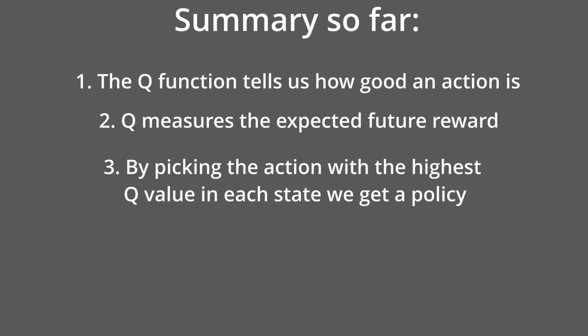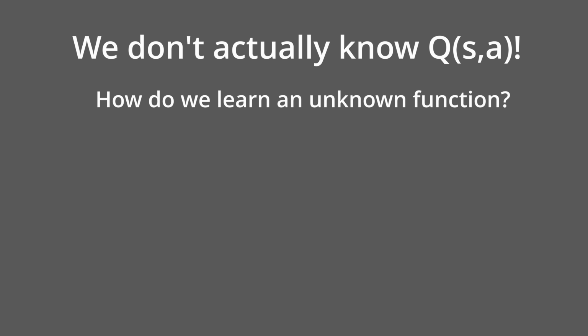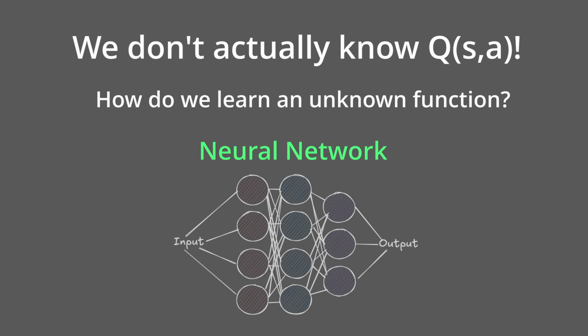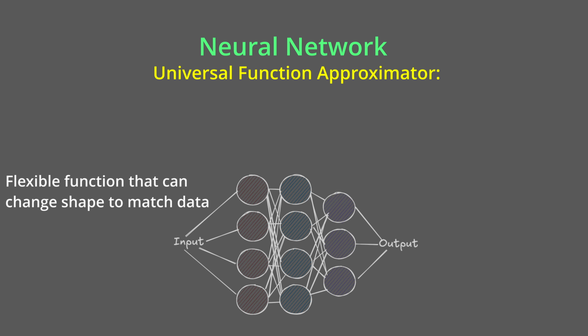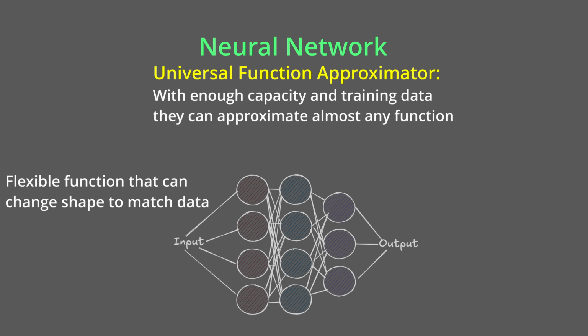So at this point, we've defined the Q function pretty well. But now we hit a big problem. We don't actually know this function. So how do we learn it? One of the most powerful tools we have for learning unknown functions is something called a neural network. At a high level, you could think of a neural network as a flexible function that we can change shape to match data. In fact, neural networks are often called universal function approximators. This basically means if you give them enough capacity and the right training data, they can approximate almost any function.